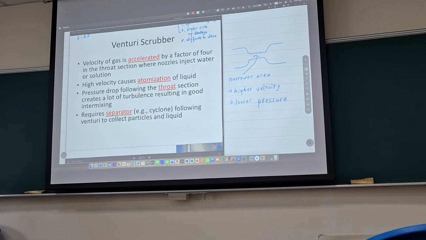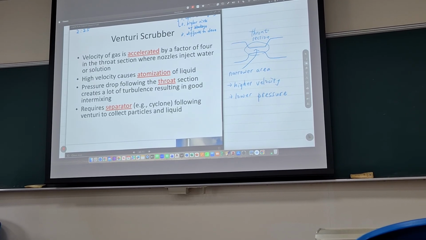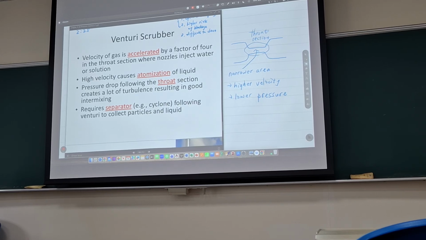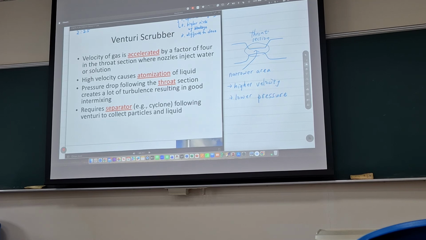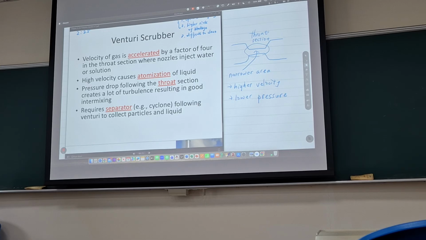Okay, so we call it throat sections. It has a very narrow throat section. The tube with a very narrow throat section, we call this Venturi. This kind of air control device is based on this principle. So this is called Venturi scrubbers, also a kind of air pollution control device.